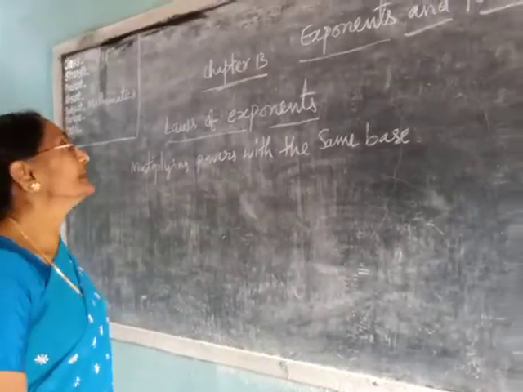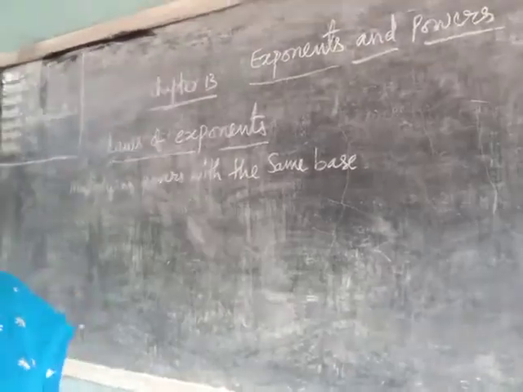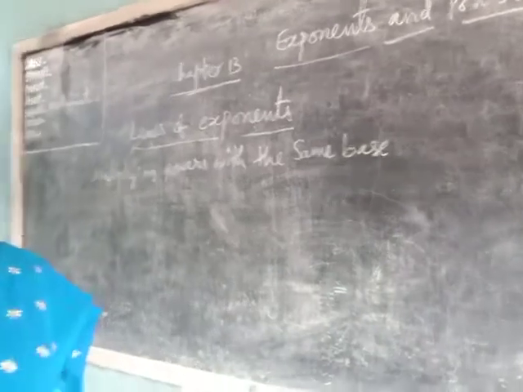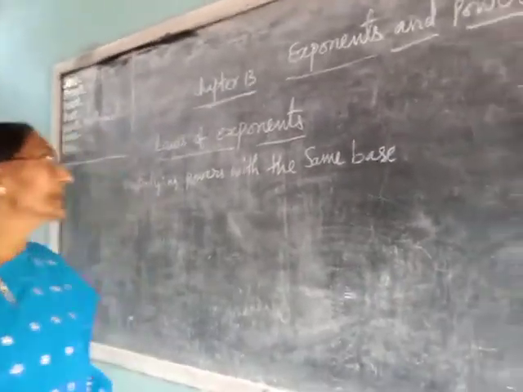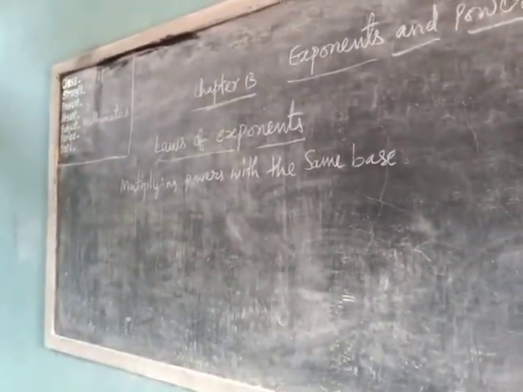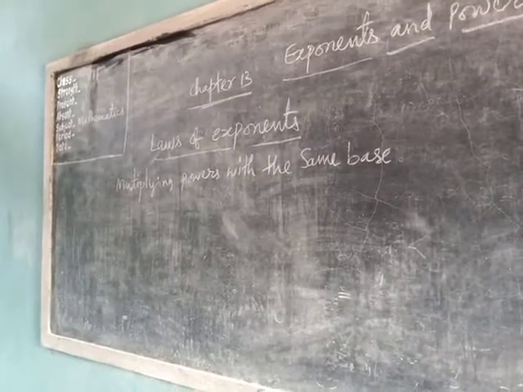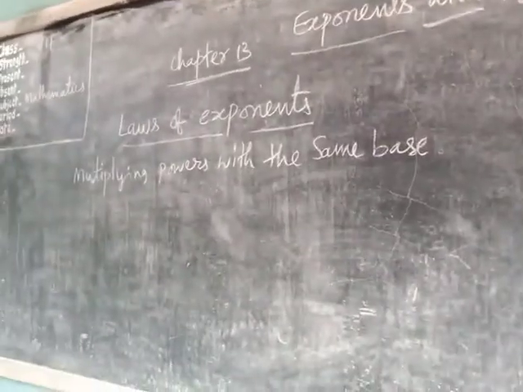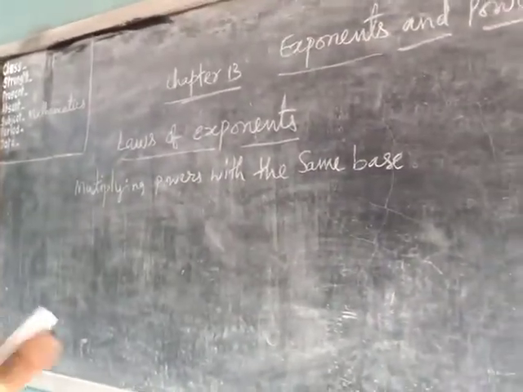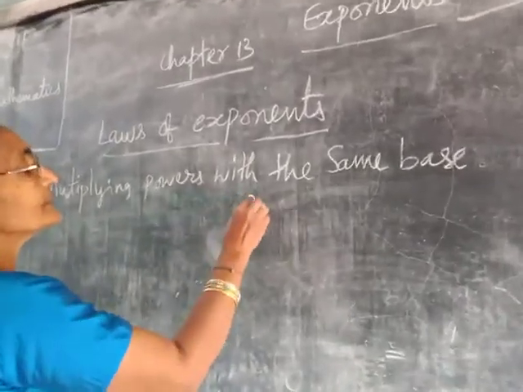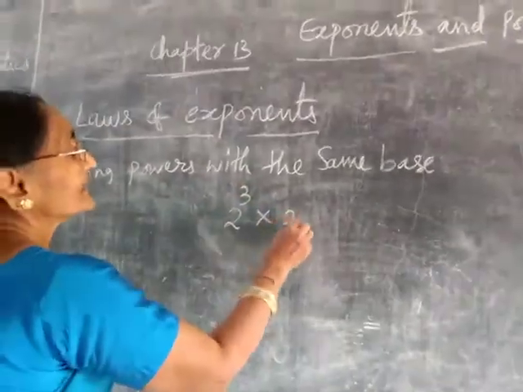Mathematics class. Today we are going to study chapter 13, exponents and powers. Today's topic is laws of exponents. The first is multiplying powers with the same base. Suppose the question is given: 2 to the power 3 multiplied by 2 to the power 4.